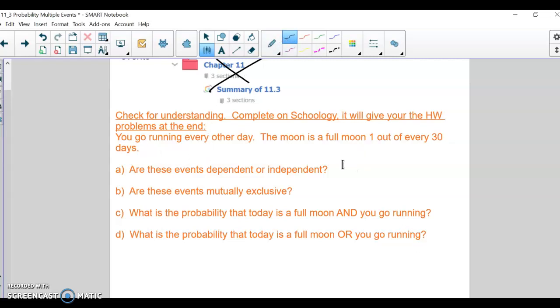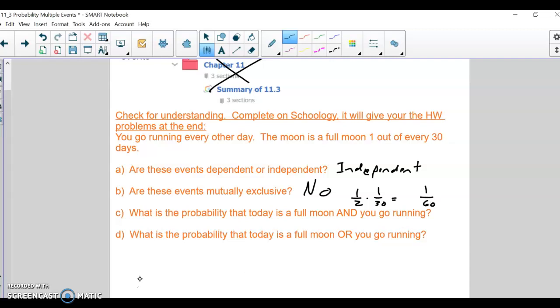Okay, so first one is independent. I'm assuming that, I guess, but our running does not depend at all on if it's a full moon or not, and vice versa. Are they mutually exclusive? No, they can happen together. It could be both a full moon and you go running. For the and probability, letter C, you just have to multiply. So I go running 1 out of every 2 days, and then it's a full moon 1 out of every 30. So the chances it's both is 1 out of every 60.